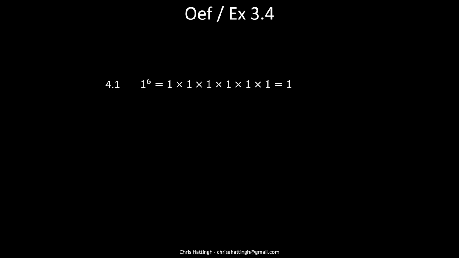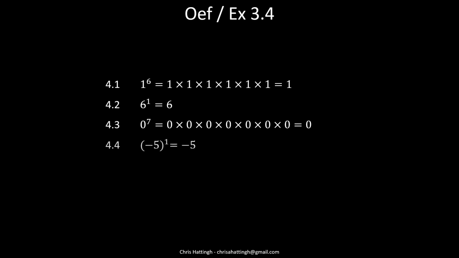Number 4, 1 to the power of 6 is 1. Number 2, 6 to the power of 1 is 6. 4.3, 0 to the power of 7 is 0. 4.4, minus 5 to the power of 1 is minus 5. Number 5, minus 2 to the power of 2 gives you 4.